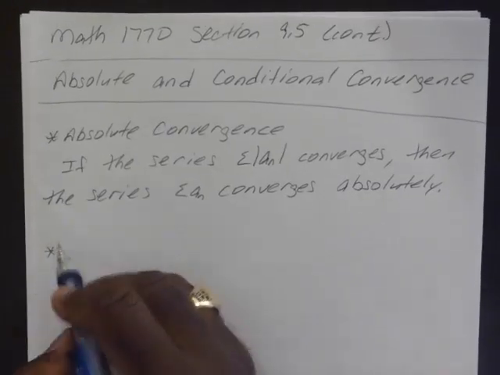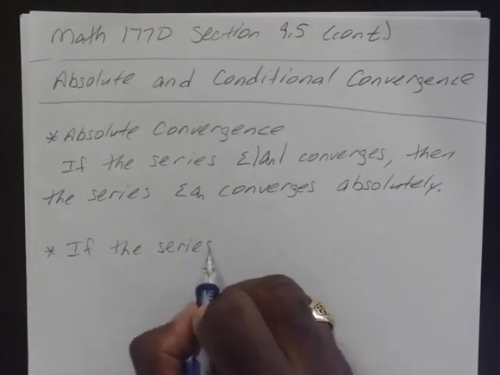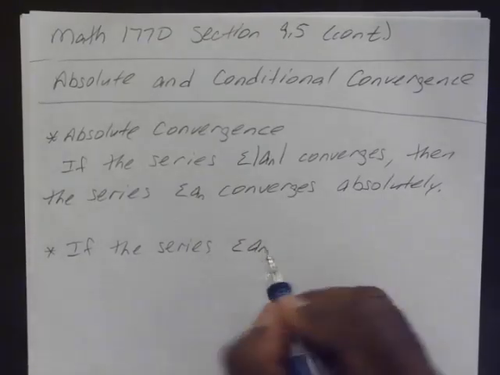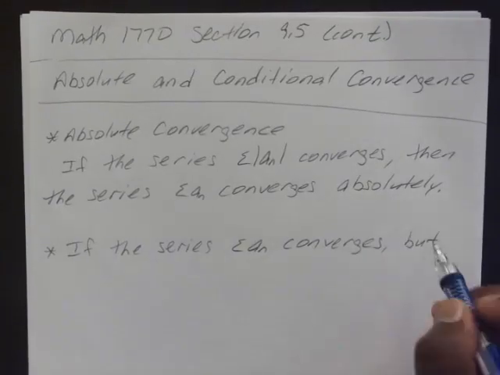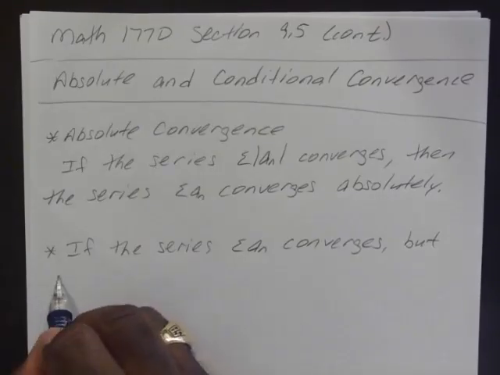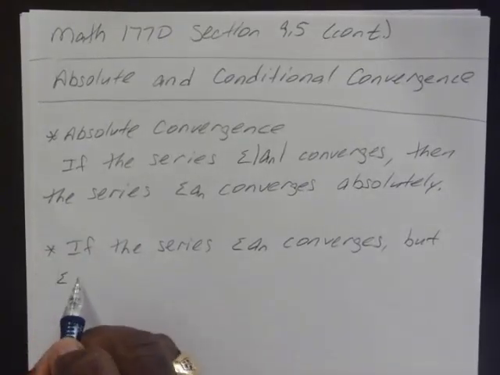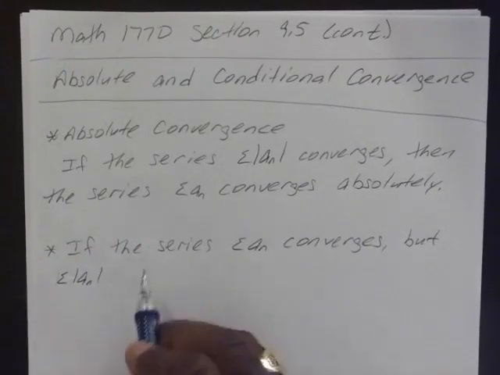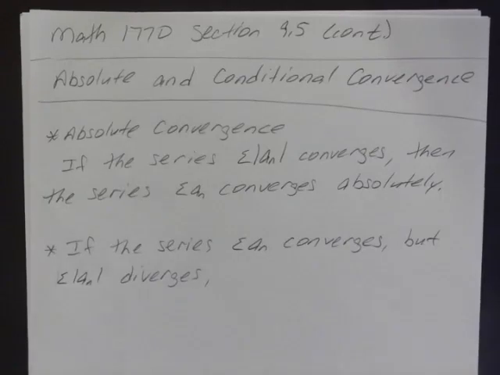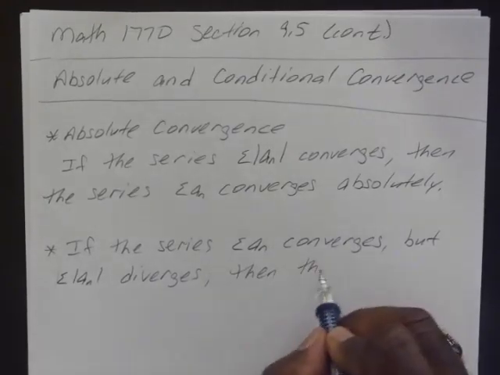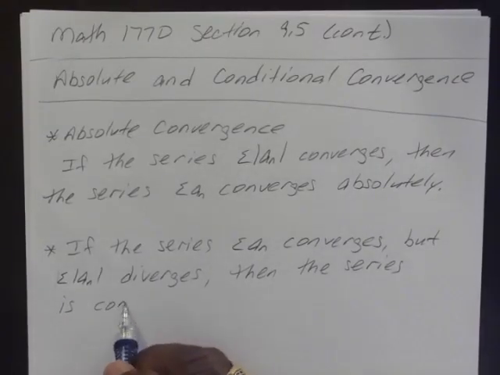But with conditional convergence, let's say the series a sub n converges, but the absolute value doesn't. So forgot my sum. Sum of the absolute value diverges. Then the series is conditionally convergent.